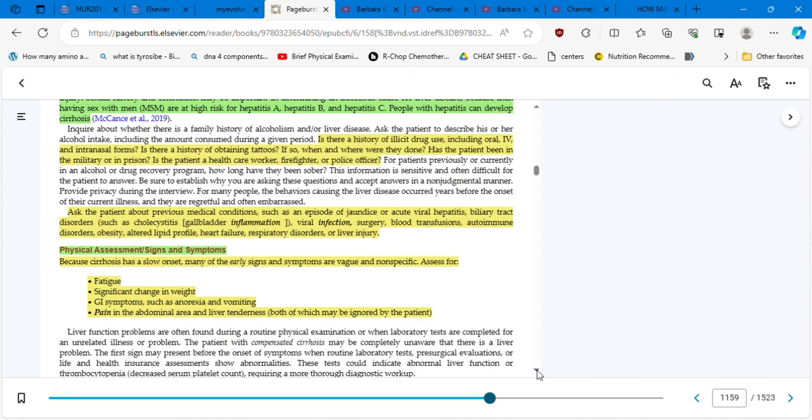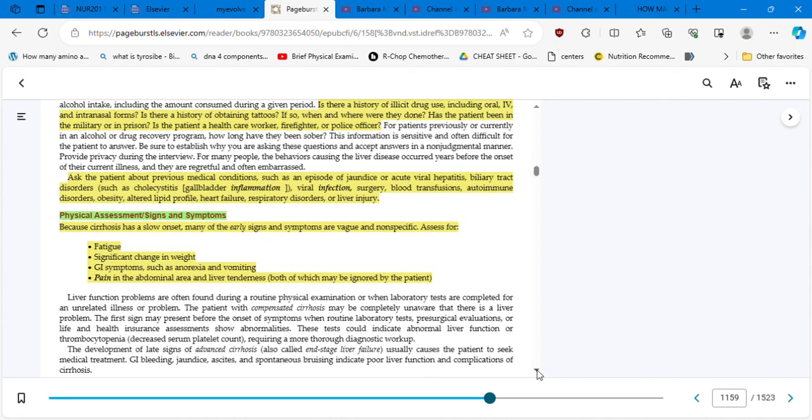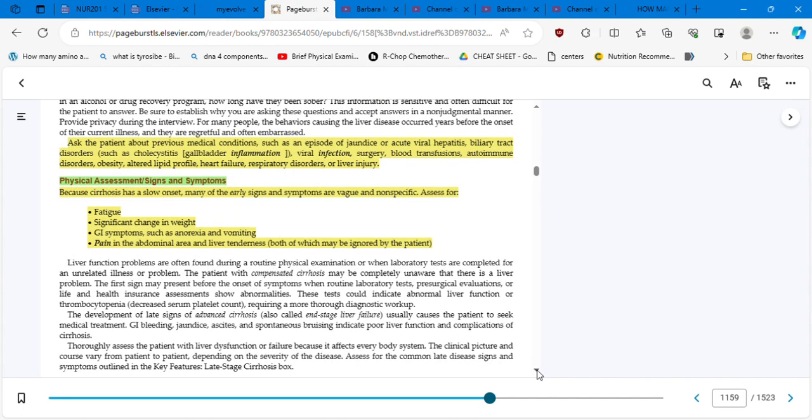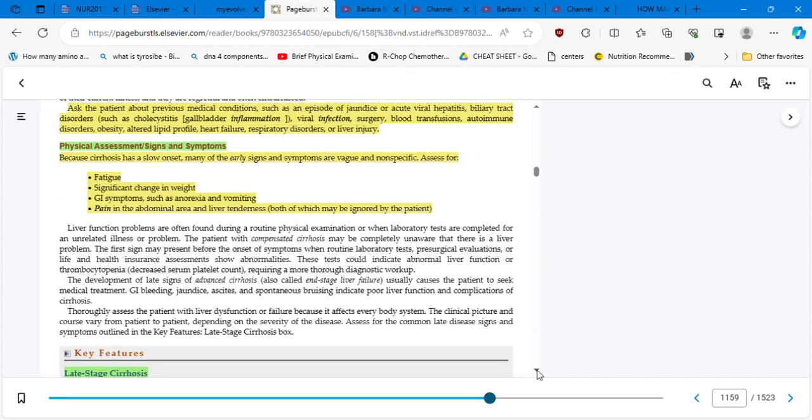Ask the patient about previous medical conditions such as episodes of jaundice, acute viral hepatitis, biliary tract disorders like cholecystitis, gallbladder disease, viral infection, surgery, blood transfusion, autoimmune disorders, obesity, altered lipid profile, heart failure, respiratory disorders, or liver injury. For the physical assessment, we're going to find the patient in the early stage with fatigue, significant change in weight, GI symptoms, anorexia, vomiting, pain in the abdominal area, and liver tenderness.